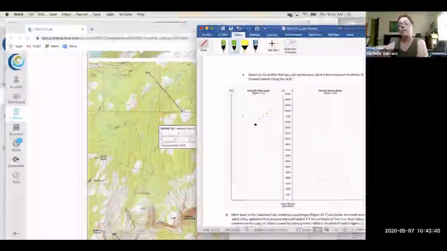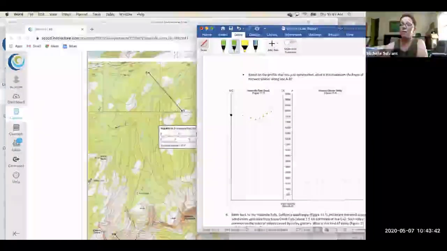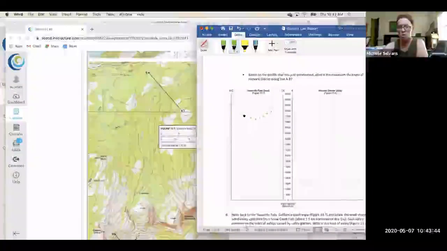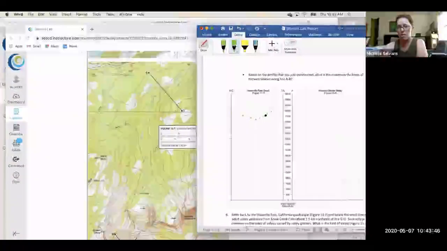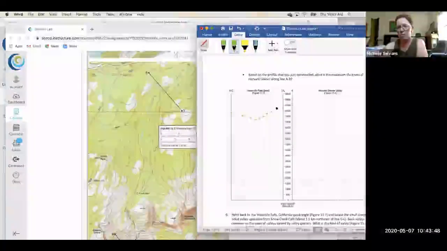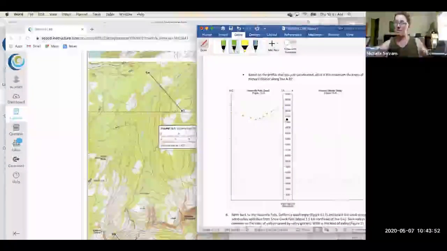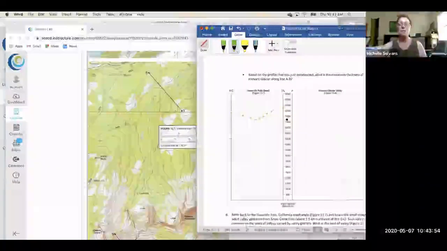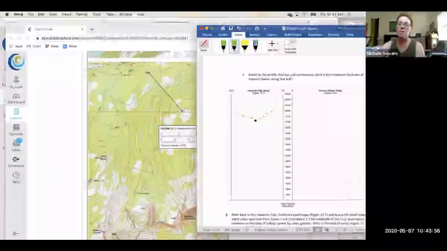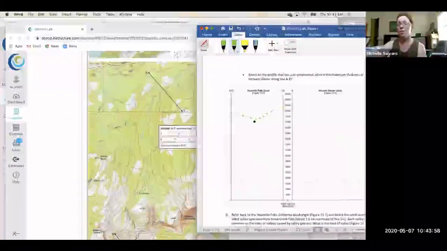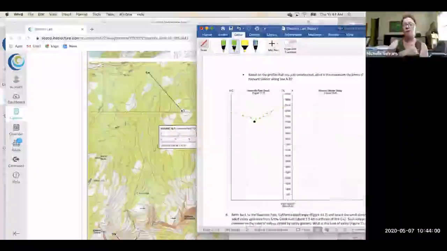And then you can go ahead and connect them to show what that cross section would look like, just what the surface looks like. All right, so it's a slightly imperfect dot-to-dot connection, but part of what you can see is that the low point is where the creek is running through the valley.